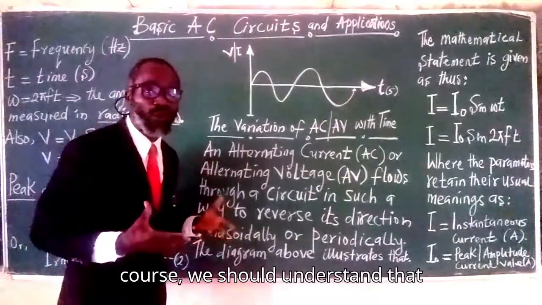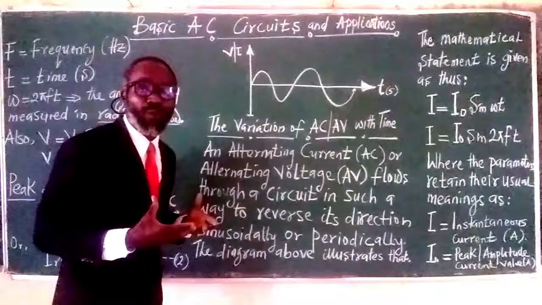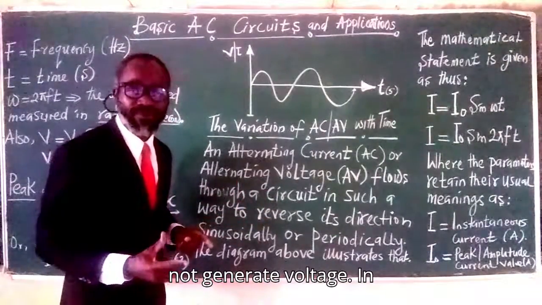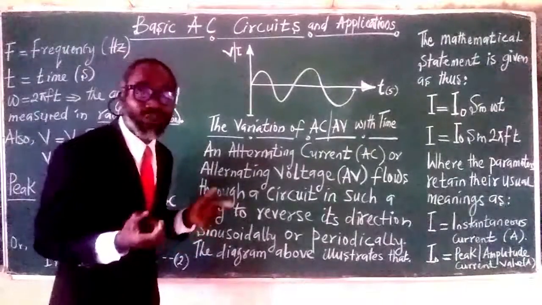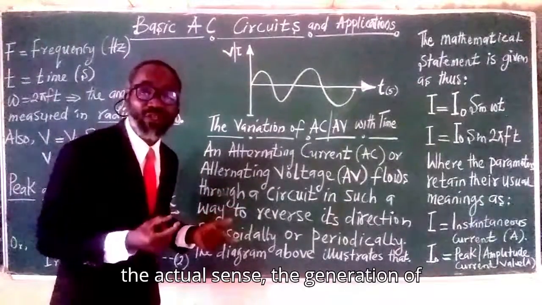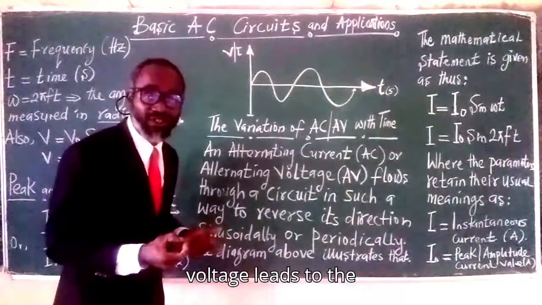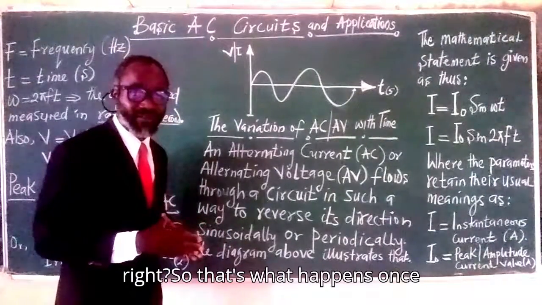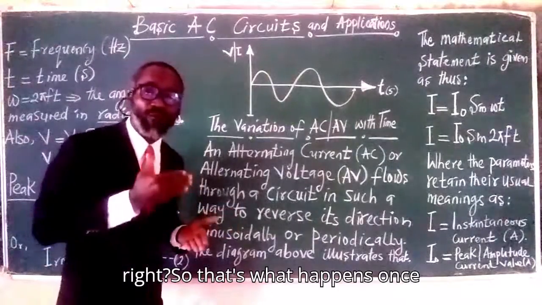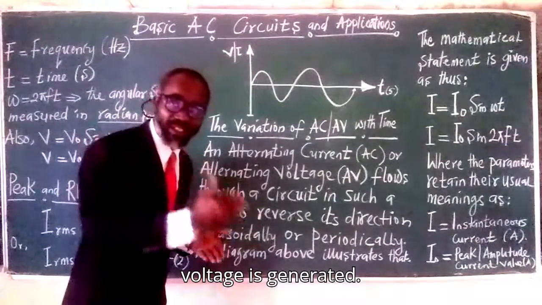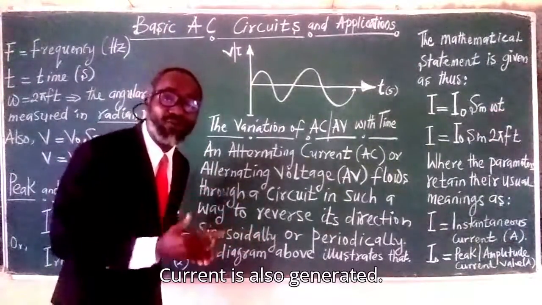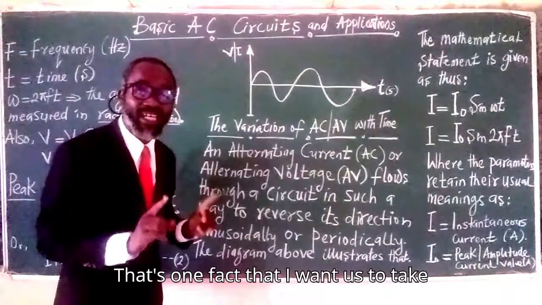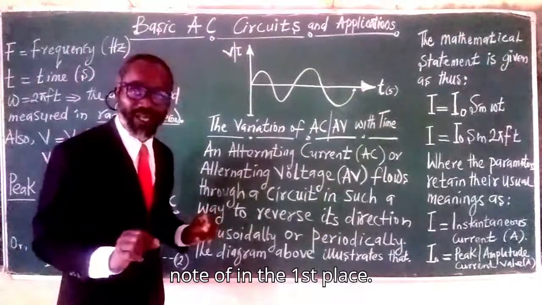Of course, we should understand that we cannot generate currents if we do not generate voltage. In the actual sense, the generation of voltage leads to the production of current. Alright? So that's what happens. Once voltage is generated, current is also generated. That's one fact that I want us to take note of in the first place.